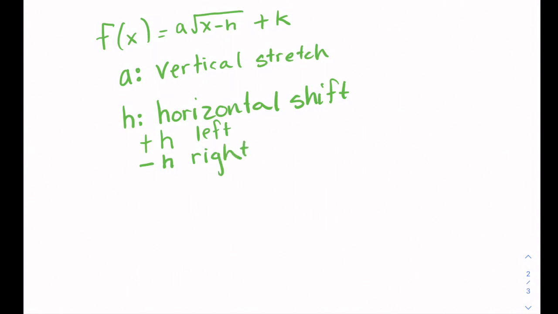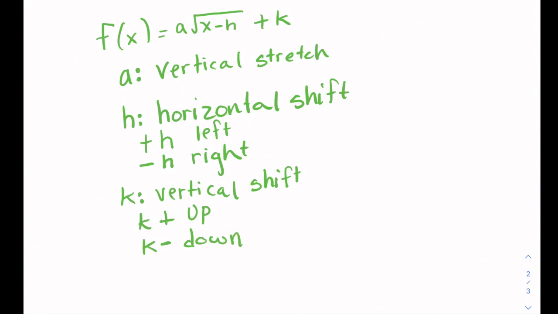Okay, and then our last variable we're going to discuss is K. K represents the vertical shift, so it's what moves your graph up and down. If K is positive, then it's going to go up. And if K is negative, it's going to go down. Unlike our horizontal shift, for our vertical shift, positive and negative go the same direction as the sign.